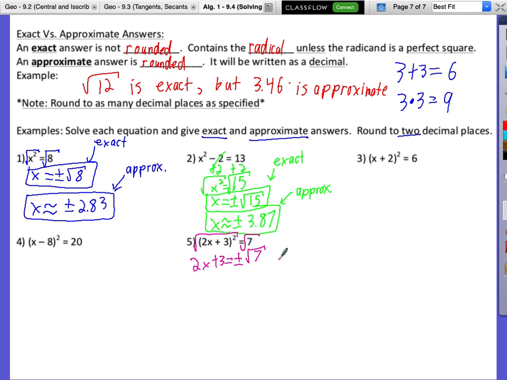Now, here's where it gets a little bit different. We still have to do our third step before we start moving into exact and approximate stuff. But what's our third step? Get x by itself. So how do we get x by itself? Minus 3. And where am I going to put this minus 3? In front of the 7. I know it kind of looks weird, but we want that positive or negative before everything, and we like to put our radical at the end.